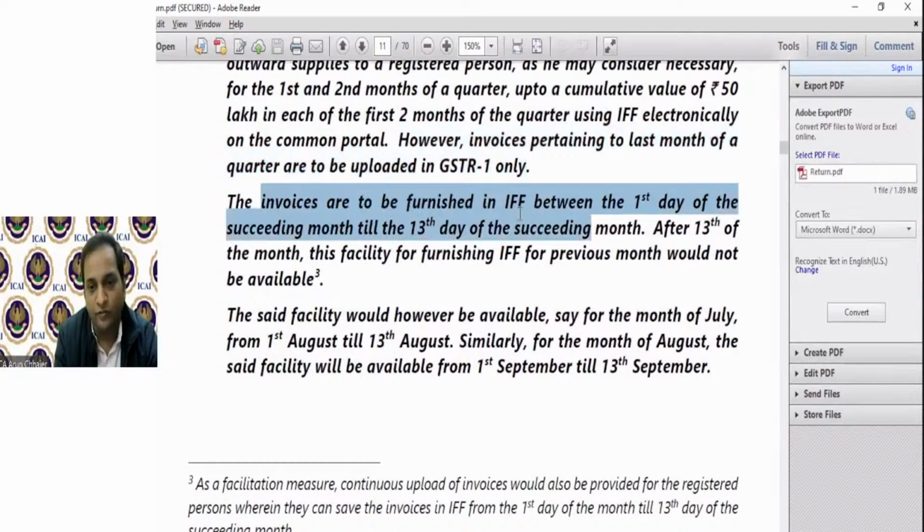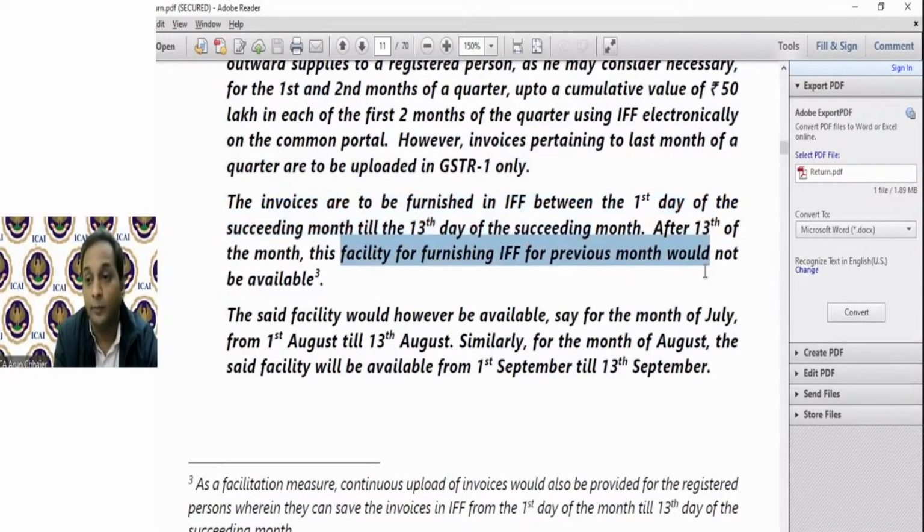The invoice had to be furnished between 1st to 13th. After 13th, you cannot upload the details in IFF. The due date is 13th. You can file the IFF only by the due date, not after that.